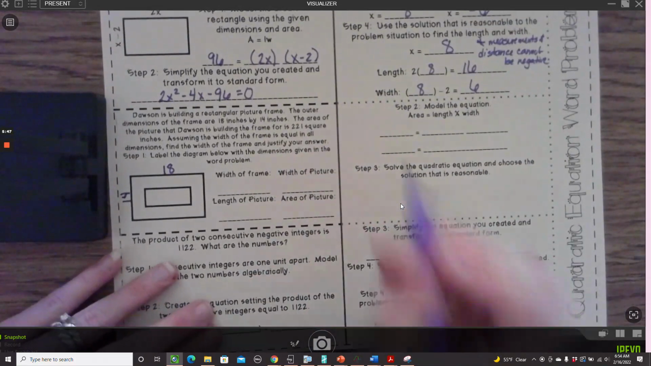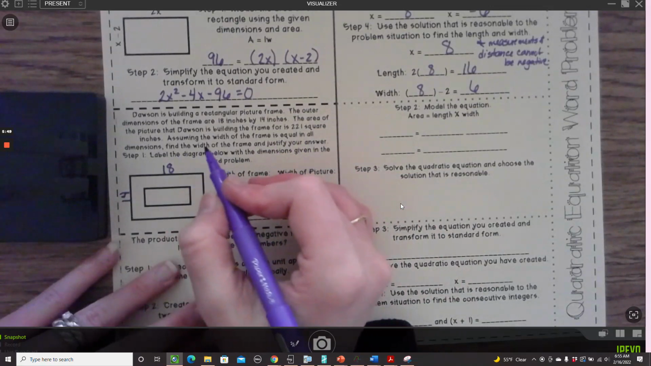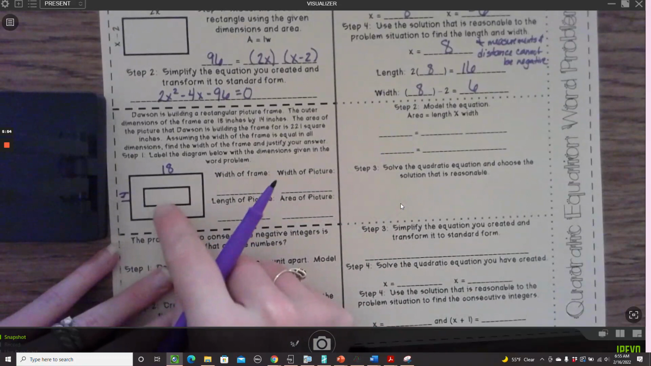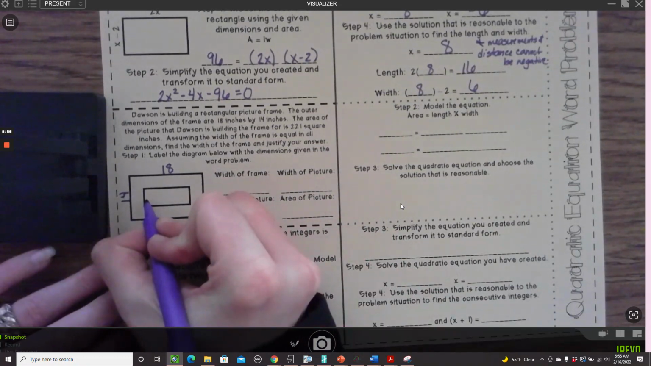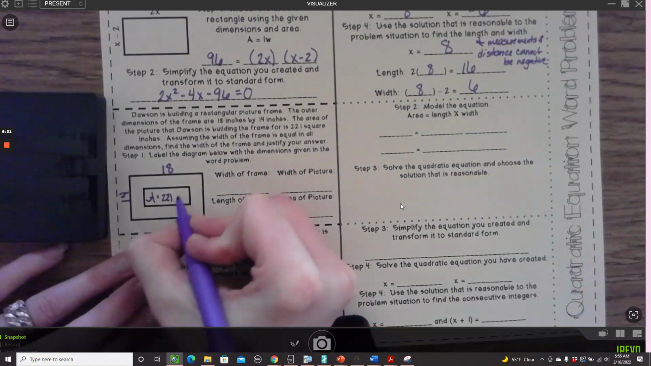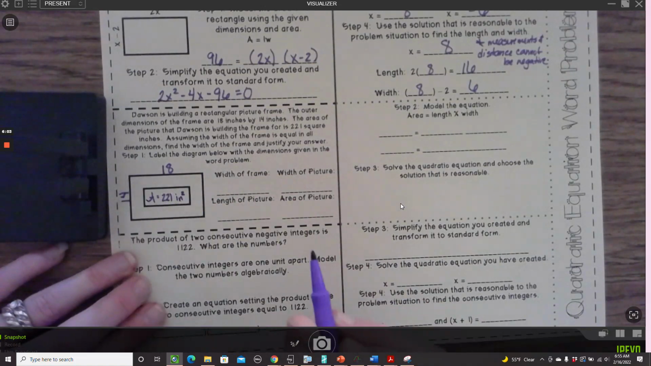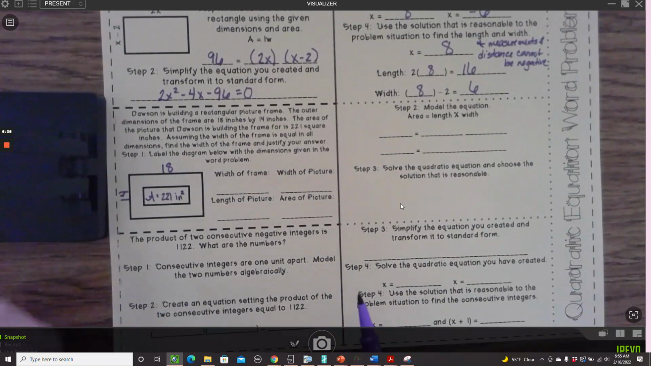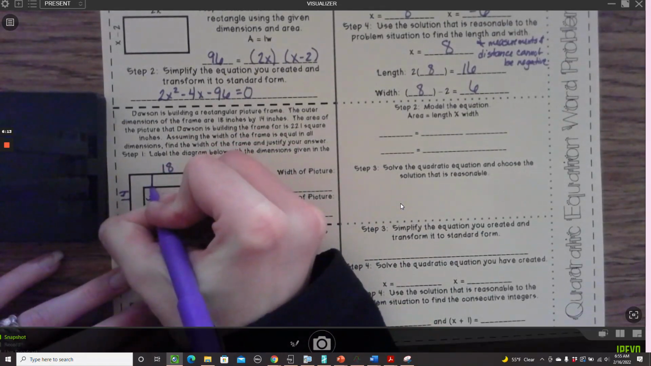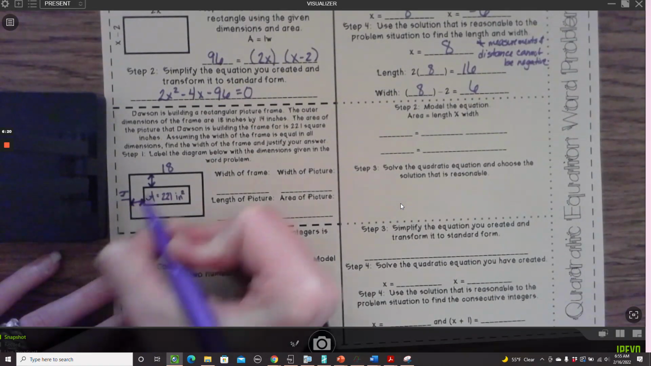So the outer dimensions of the frame here are 18 and then by 14. Okay? The area of the picture that Dawson is building the frame for is 221 square inches. So here's the little picture inside of the frame, and we know that the area is 221 inches squared. Assuming the width of the frame is equal in all dimensions, find the width of the frame and justify your answer. So what it's saying is that this distance here, and then this distance, from here to here, is the same.